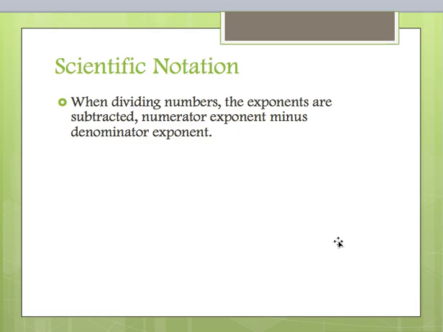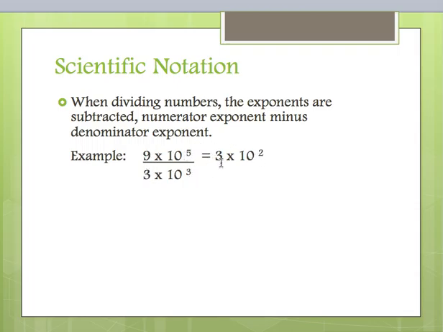When dividing numbers, exponents are subtracted: the numerator exponent minus the denominator exponent, okay? So 9 divided by 3, we're going to go ahead and do that part. And then these numbers, 5 minus 3, is how we get our exponents taken care of.